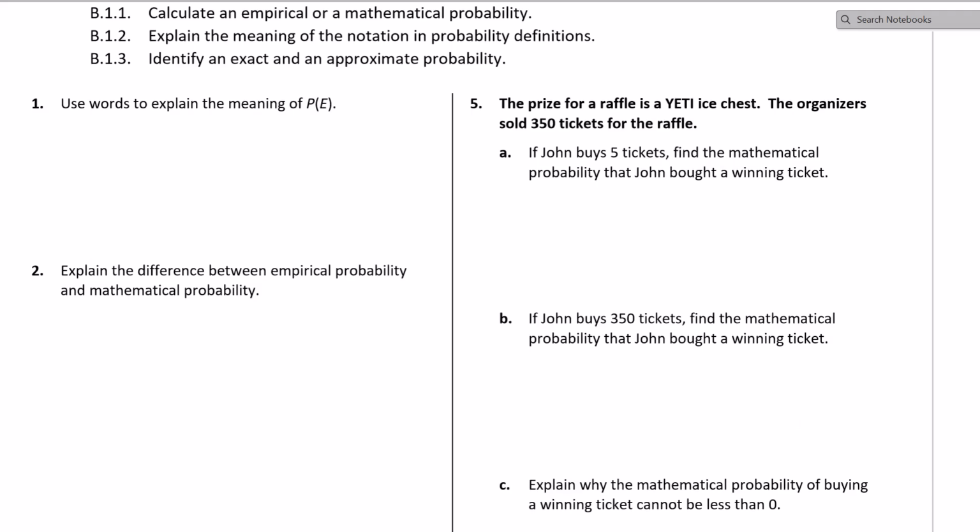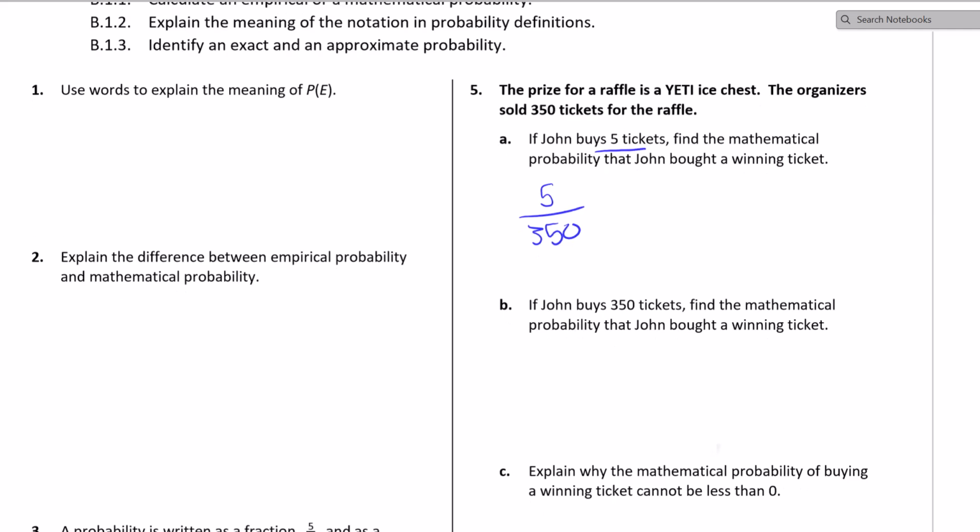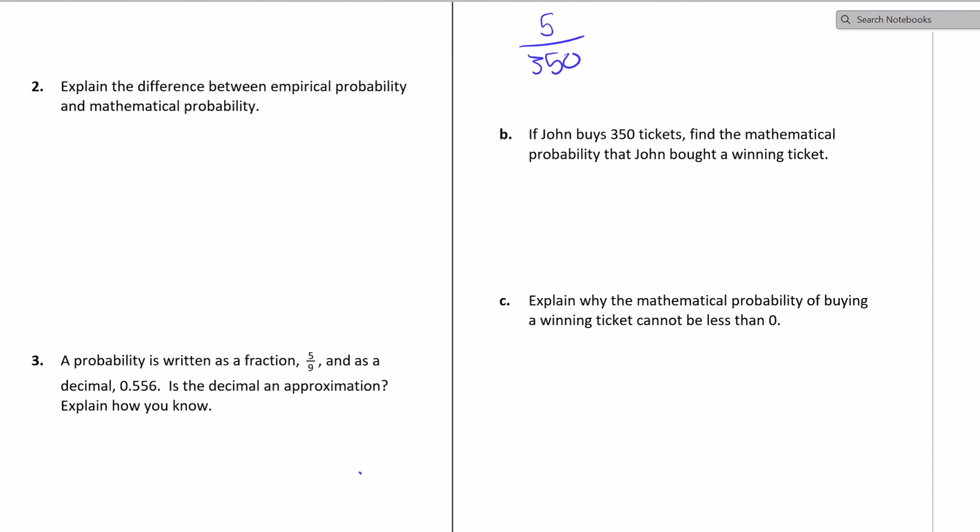All right. Real quick. So we got 350 tickets for our raffle, for a Yeti ice chest. John buys 5, and now we have to make an assumption. If all the tickets are equally likely to be drawn, assuming they're all equally likely, then we have a 5 out of 350 probability of that happening. I don't want this as a decimal. Please leave it as a fraction in my class, because now I know that you understand exactly how this works. If you want to make it a decimal, fine, type it in your calculator, but I don't need that.